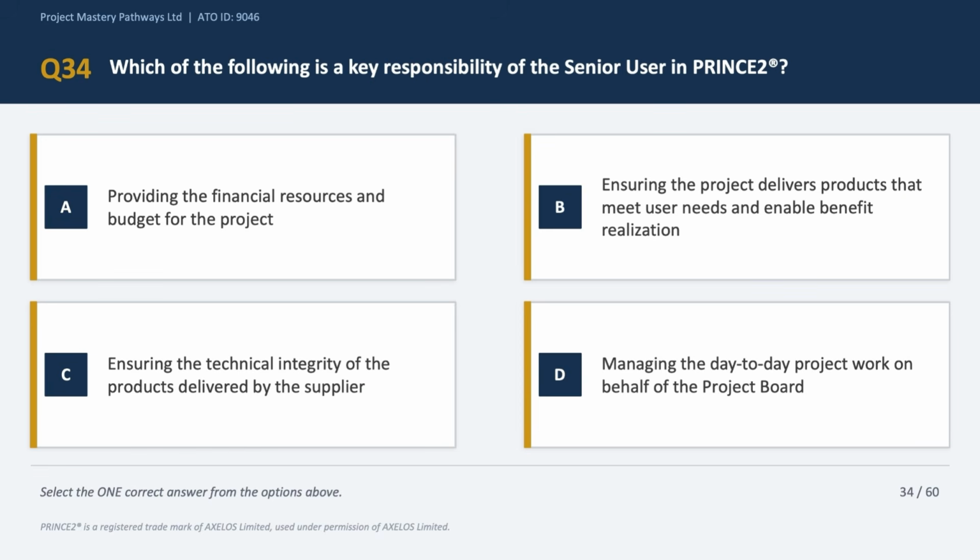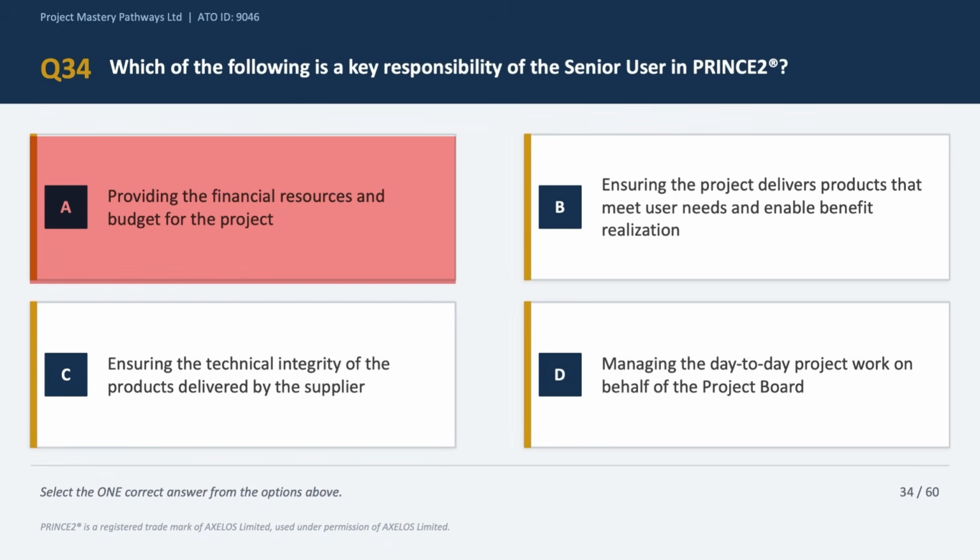Next, question number 34, and this is a role accountability question again. So let's be precise about what the senior user actually does. Option A says providing financial resources and budget. That is primarily the responsibility of the project executive and the business. The senior user represents the users, okay, not the budget holder of the project. So option A is incorrect.